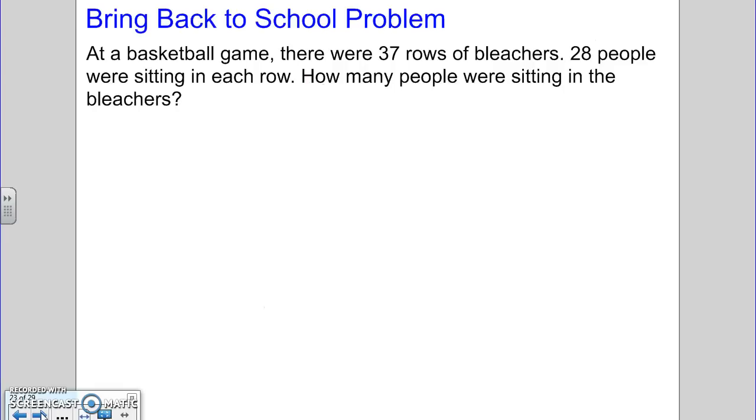Now for your bring back to school problem. Write this on the left side of your notebook, solve it, and we'll discuss it in the morning. At a basketball game, there were 37 rows of bleachers. 28 people were sitting in each row. How many people were sitting in the bleachers?